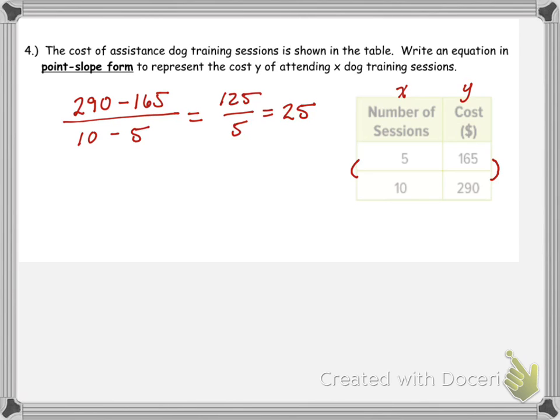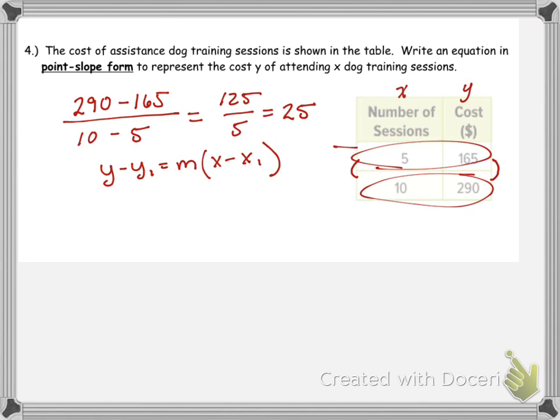Now we go with our template for point slope form. And you can choose either one of the ordered pairs. I'm just going to use the first ordered pair each time as we go through this. And so I have y minus, and my y value is 165. And I plug in my slope for m. And then x minus, and the x value in my ordered pair is 5. And that is the equation in point slope form.